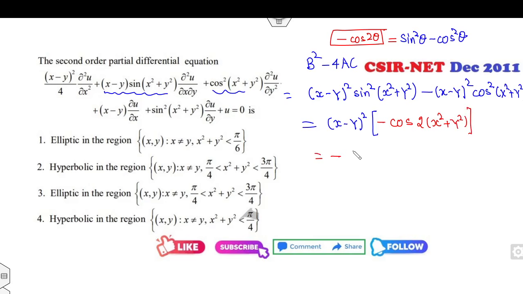So that means I can say this is minus cos twice of x square plus y square. Then it is elliptical. When will it be elliptical? When it is less than 0. So you can see this quantity will always be positive. Now you think about whether the cos is positive or not. What is the lower limit? It is not given. So x square plus y square is less than pi over 6.